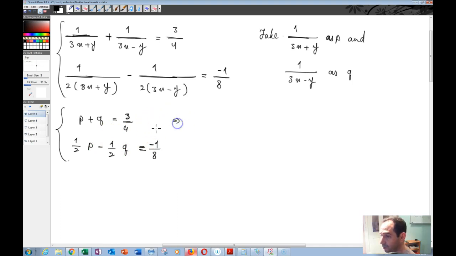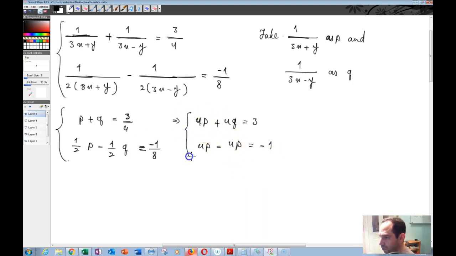First, you can multiply everything by 4 here. So 4P plus 4Q is equal to 3. And for the second equation, I could have actually multiplied by 8. That would have been easier. So 8 times 1/2 is equal to 4. So 4P minus 4Q is equal to negative 1. Okay.